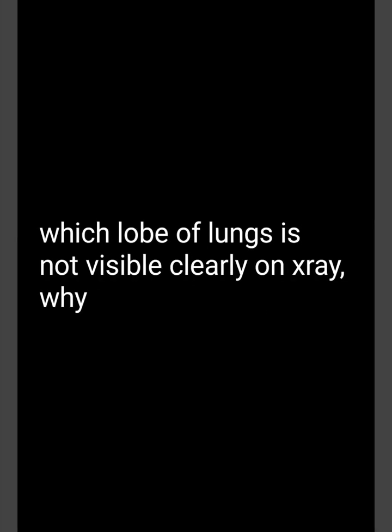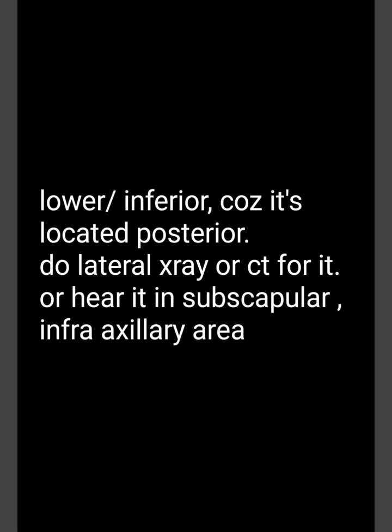Which lobe of the lungs is not visible clearly on X-ray? The lower lobe, because it is located posteriorly. Do a lateral X-ray or CT for it, or hear it in the subscapular and infra-axillary area.